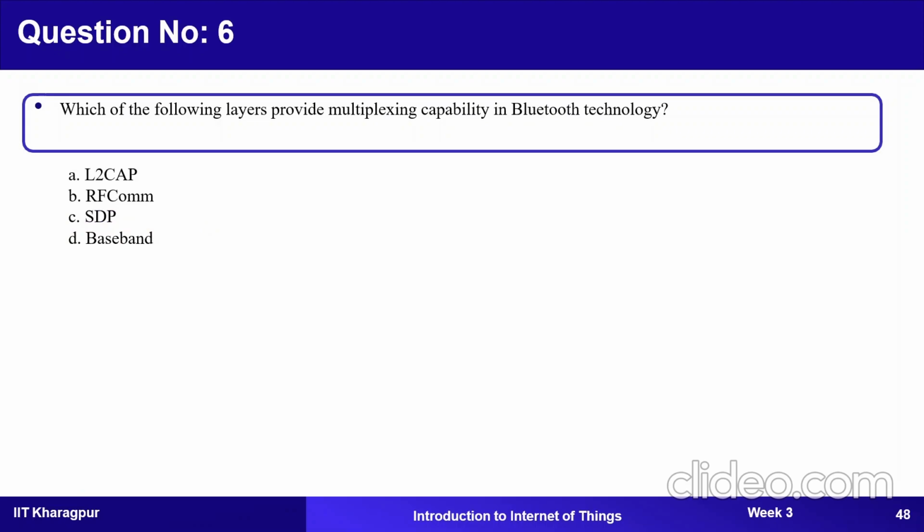Now the next question is, which of the following layers provides multiplexing capability in Bluetooth technology? Options are L2CAP, RFCOMM, SDP, baseband.